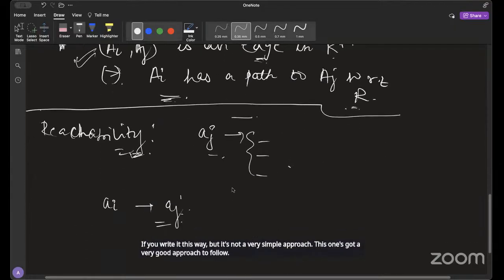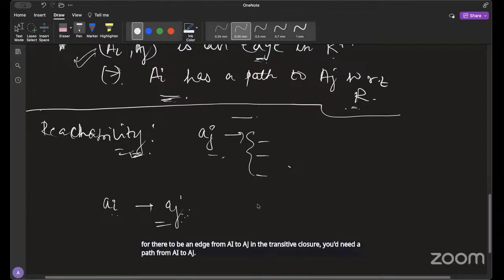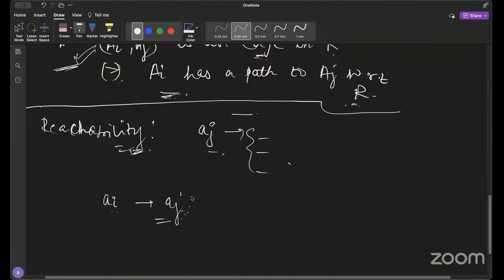So what you do is you use the BFS and DFS approach. Because for there to be an edge from AI to AJ in the transitive closure, you'd need a path from AI to AJ in the original graph. Is this part clear? This is what I've written here. Okay. Yes, ma'am.